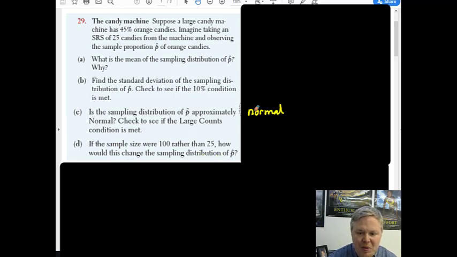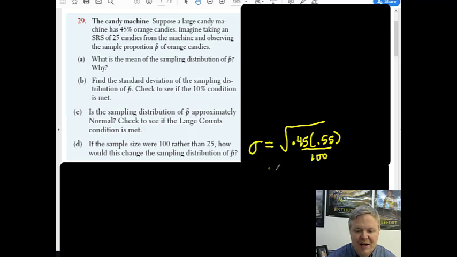So the shape would stay approximately normal, but it is going to change our standard deviation because we're changing the sample size. So let's calculate our standard deviation here. If our sample is 100, that would be 0.45 times 0.55 divided by 100 instead of 25. In other words, we made it 4 times bigger. So our standard deviation of p hat becomes 0.0497.